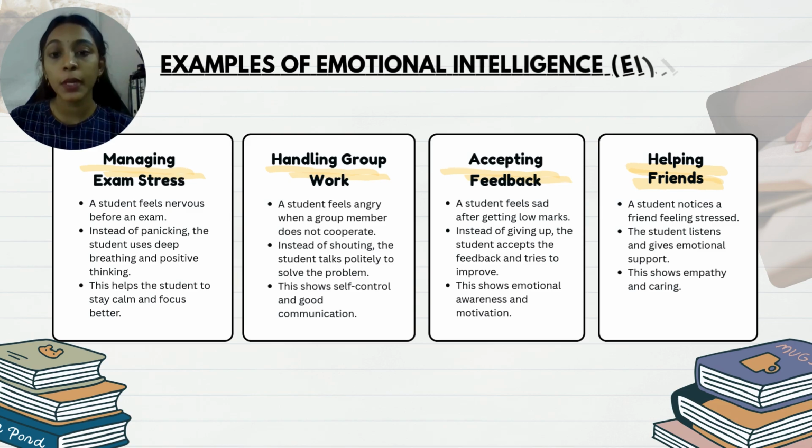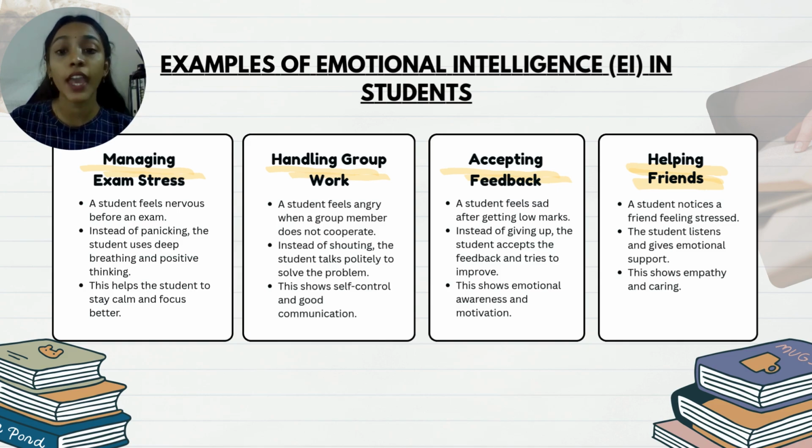Now I will explain my part, that is examples of emotional intelligence that appear in students' daily learning. So the first example is managing exam stress. Normally, many students feel very nervous before or after an exam or test. But students with emotional intelligence know how to calm themselves. They may use positive thinking or take some deep breaths. This helps them to stay focused instead of panicking.